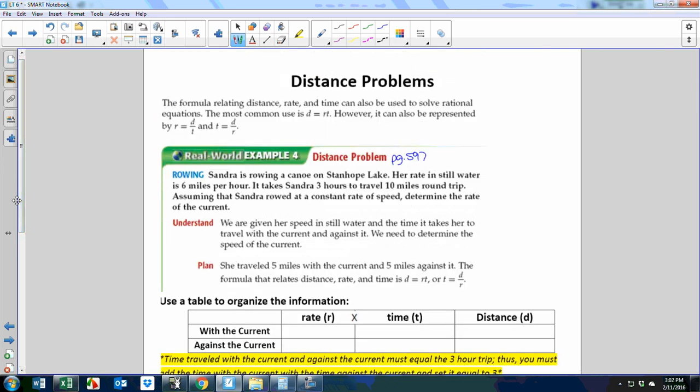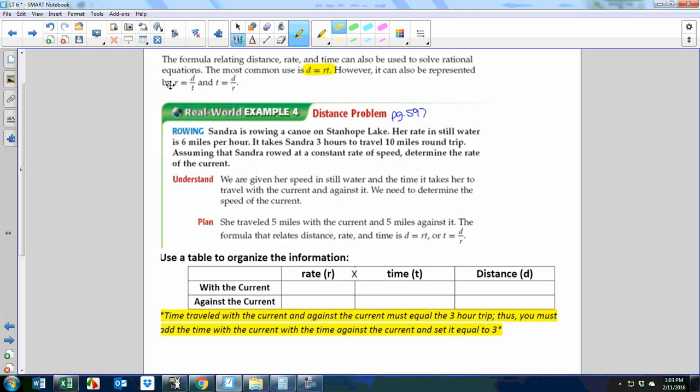So, distance problems. It works based on the fundamental concept that distance is rate times time. Example, if you take off driving in your car 50 miles an hour for 2 hours, you'll end up 100 miles away. Rate times time equals distance. So when I set up a problem that involves distance, rate, time, I set up a table that involves that concept. Rate times time equals distance.